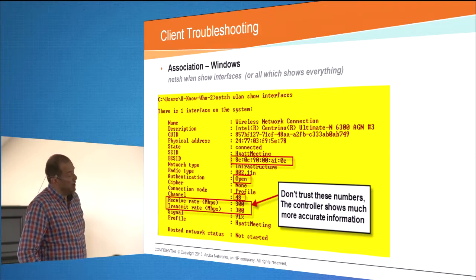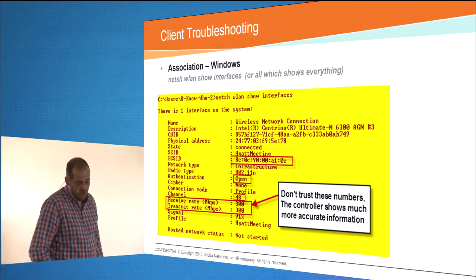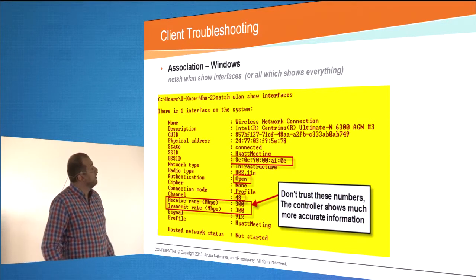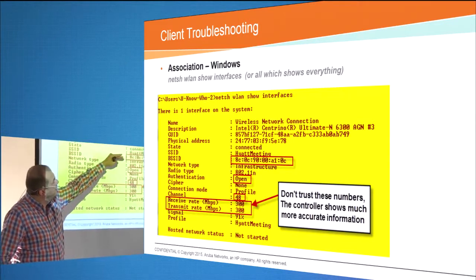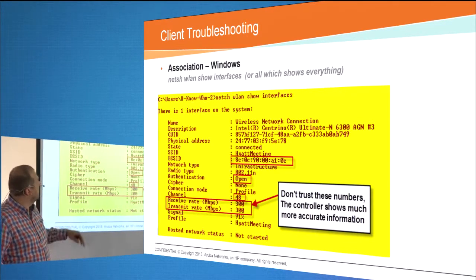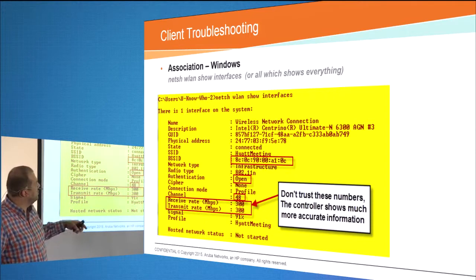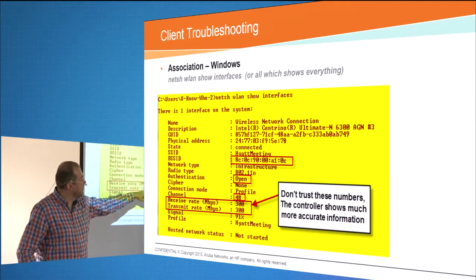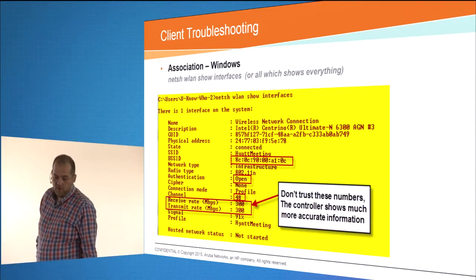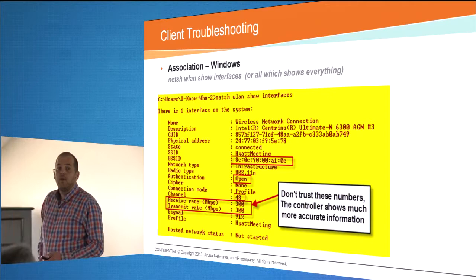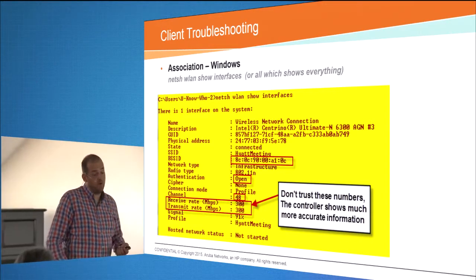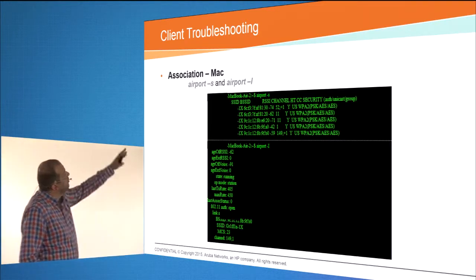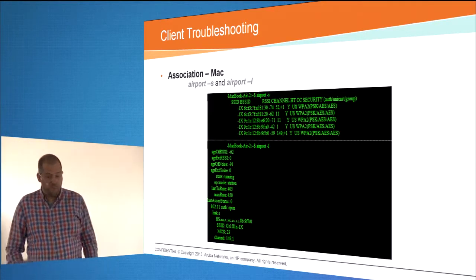For Windows, we can use the netsh wlan show interface command. So there we can see to what BSSID we are connected, what's the authentication, which channel, what are the rates, although the signal and the rates on Windows seem to be a bit unreliable. The data that we get from the controller is much more accurate. On a MacBook, you can use the airport command to get similar information.